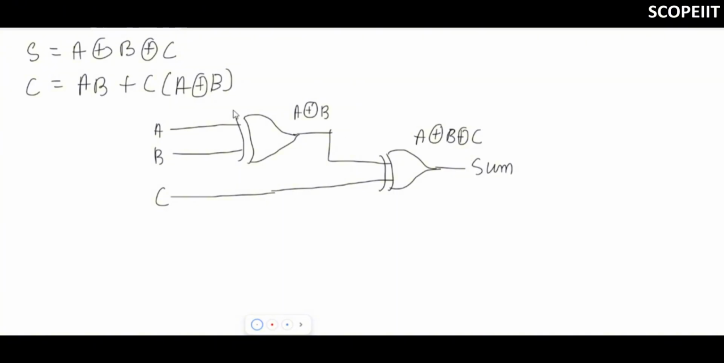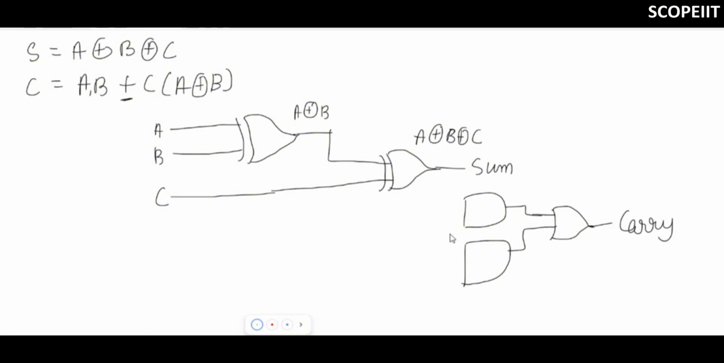Now next we need to generate the equation for carry. If you see carry, how many AND gates are required? One AND gate is here, one AND gate is here, so we need two AND gates. First of all, I'll draw two AND gates. Then both AND gates are connected with plus, that means one OR gate. So I'll draw one OR gate here, and this will finally give you the output as carry.